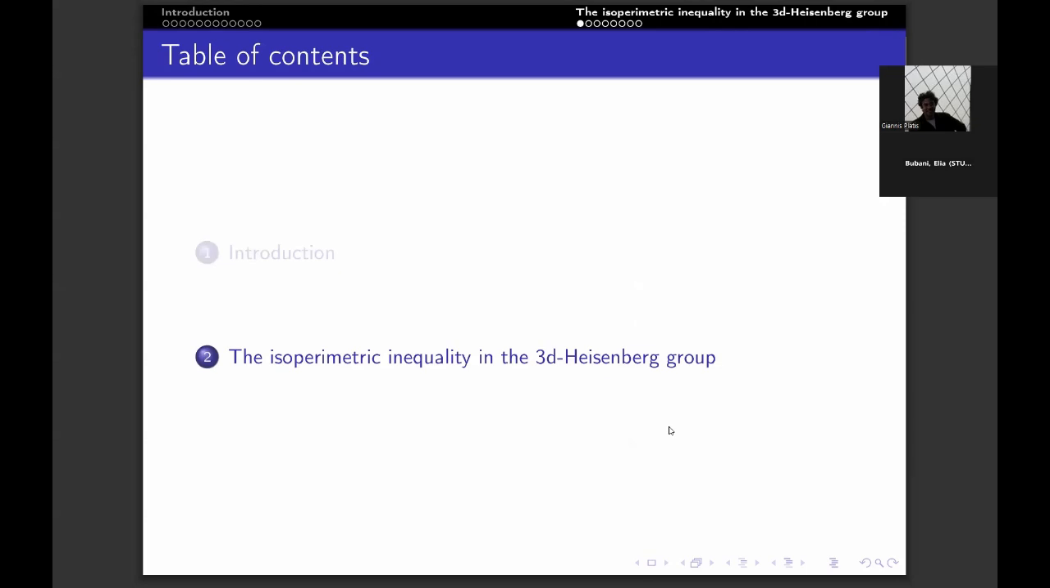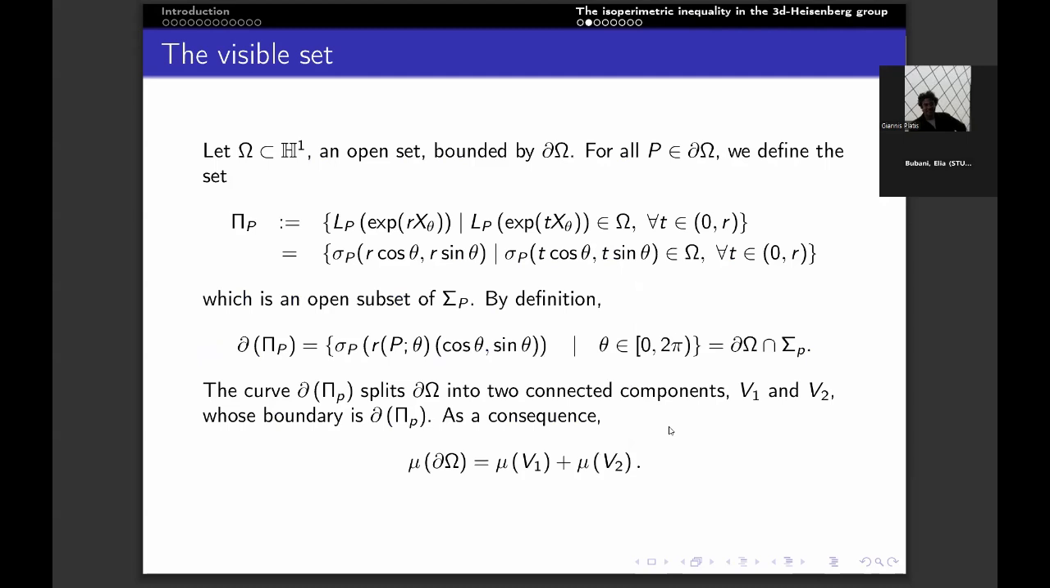Then we can continue to our main goal, which is the proof of the isoperimetric inequality in the third-dimensional Heisenberg group. We start like previously with omega, an open set bounded by d omega, and we also take a point in the boundary. We can define this set here, P at P, which is an open subset of the plane sigma at P, which is the image of the section map, as we mentioned previously.